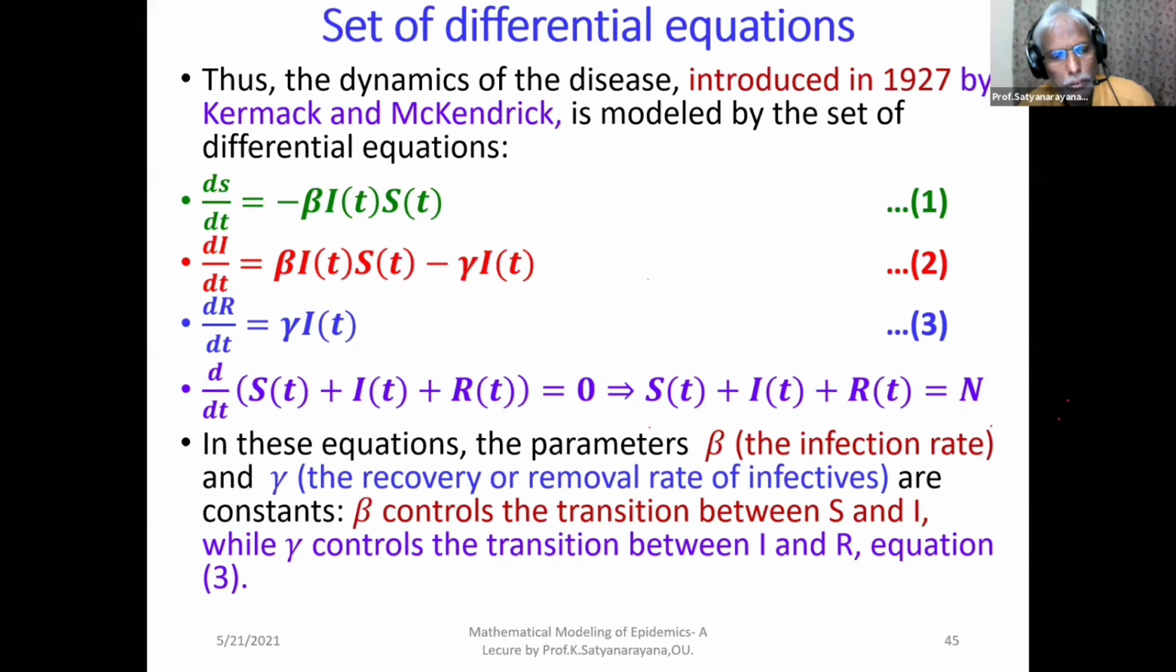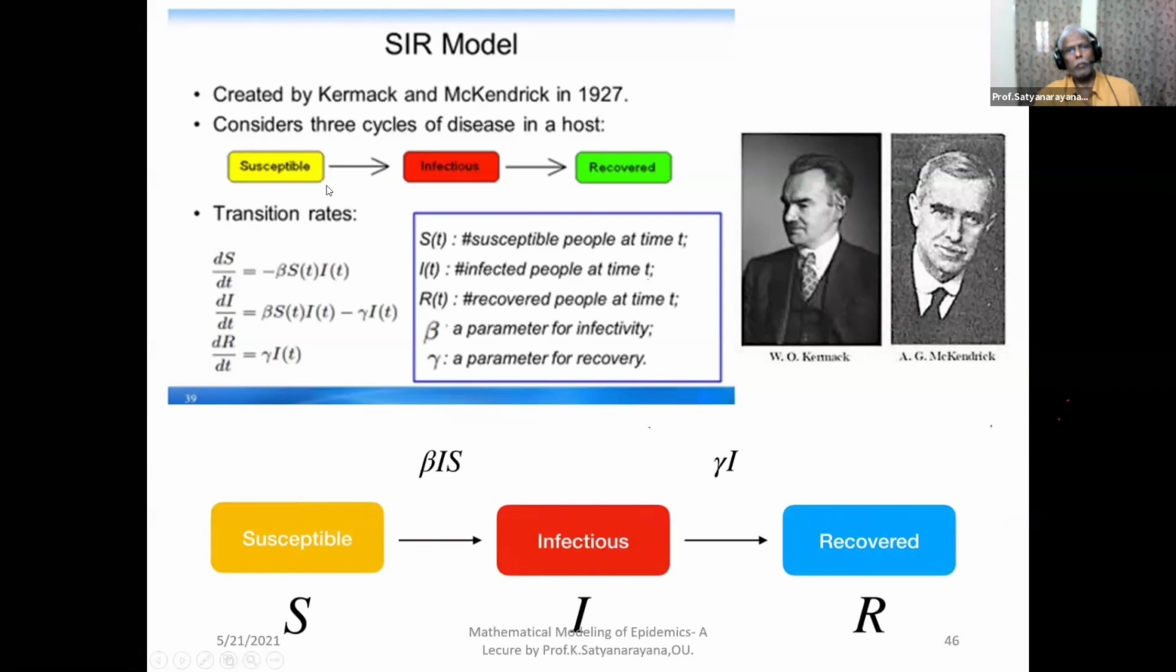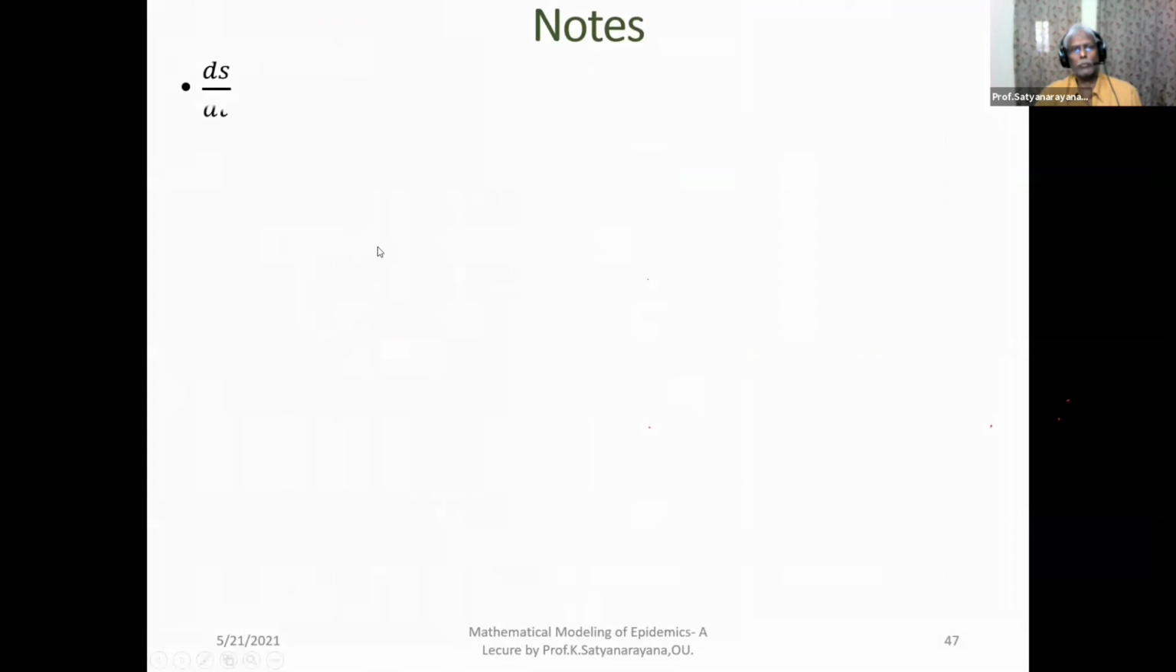Agreed? So let's see, this is the chart. This is Kermack and McKendrick: susceptible, infectious, recovered. These are the differential equations. Transition rates are given, where S of t is the number of susceptible people at any time t, I of t the infected people at time t, R of t the number of recovered people at time t, beta a parameter for infectivity, gamma a parameter for recovery. And schematically, it is written like this. Notes. And this I have already talked about.